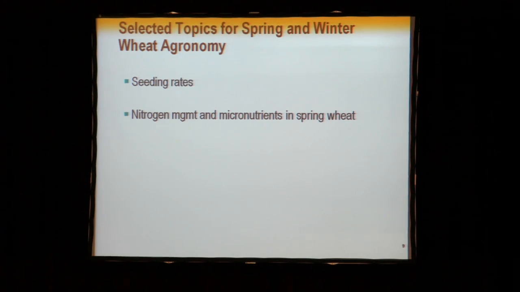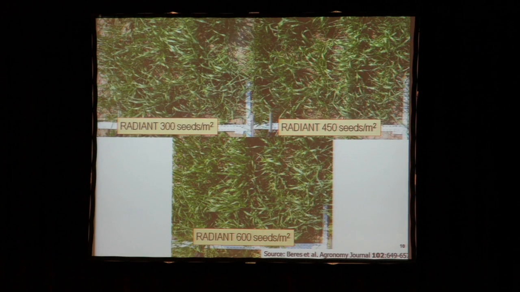Okay, so on to seeding rates and some nitrogen management work that we did. So this is a nice slide that I like to show, and I've been showing it for a long time, emphasizing why we are advocating for higher seeding rates in winter wheat. And 300 seeds per meter squared over here, which is around 30 seeds per square foot, you can actually get a very nice winter wheat stand and yield from that.